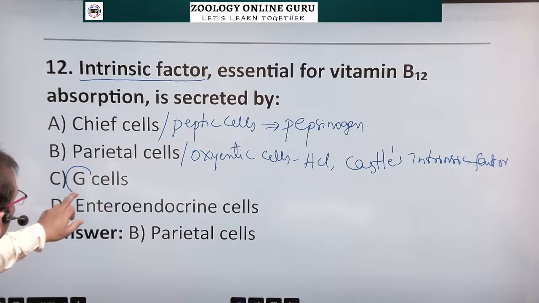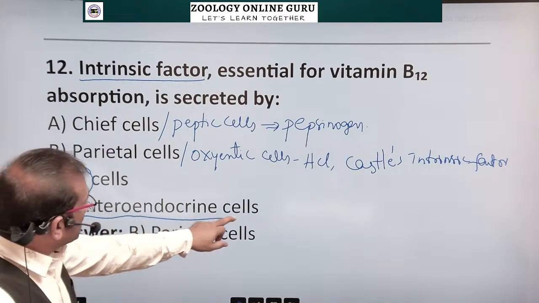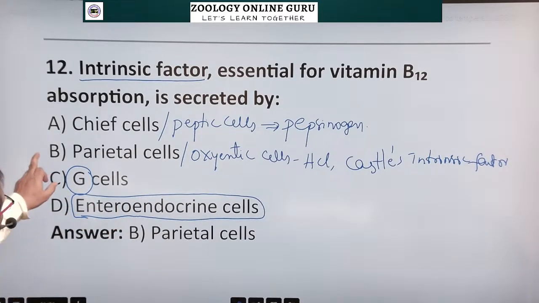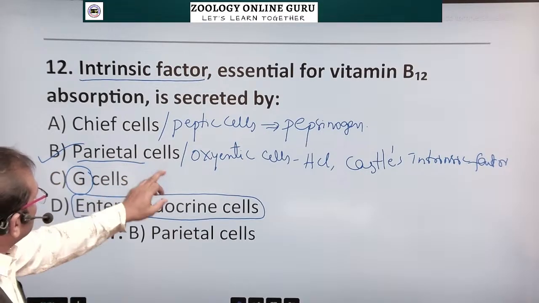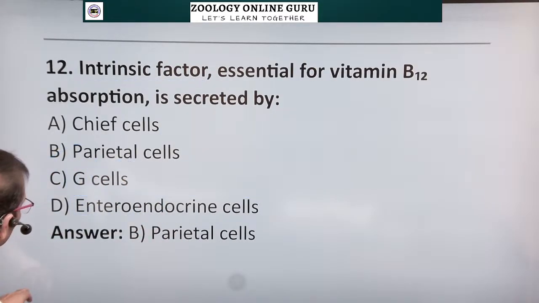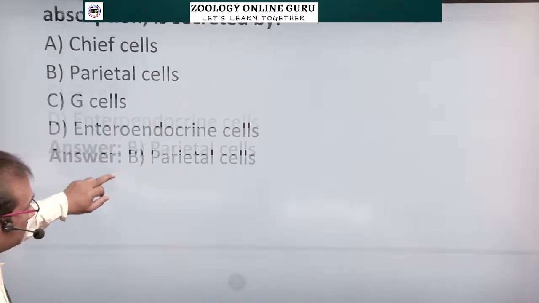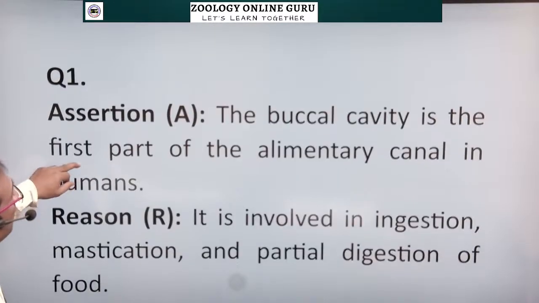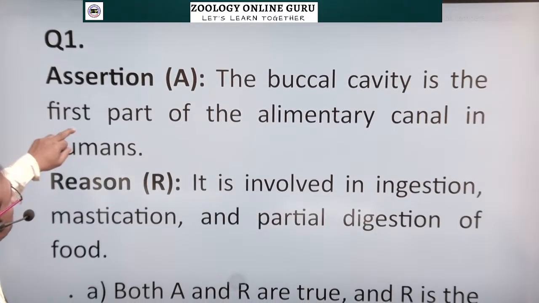G cells, G for gastrin hormone, are endocrine cells that release certain hormones. So the answer is B, oxyntic cells, also called parietal cells. Any doubts up to now? Any disturbance in the voice? Is the question clear?